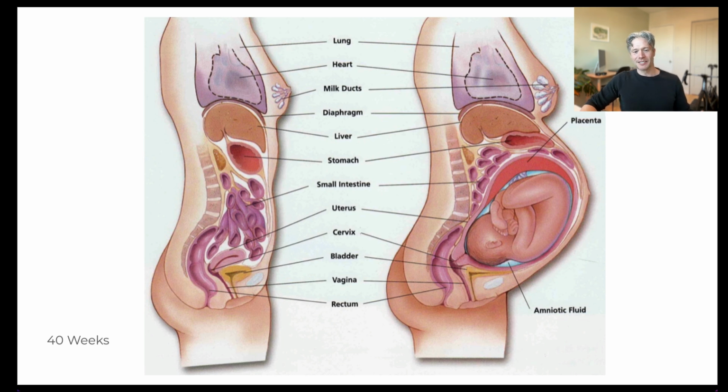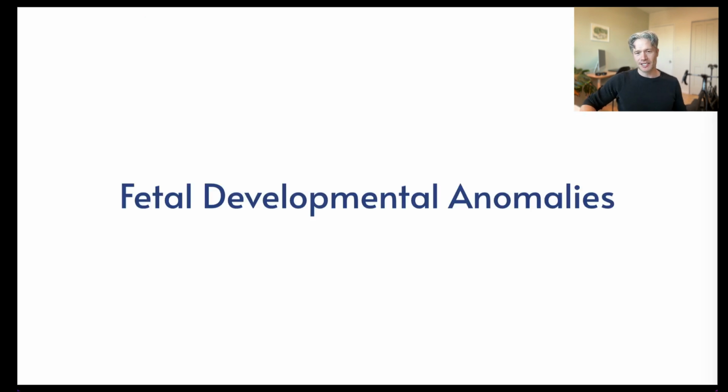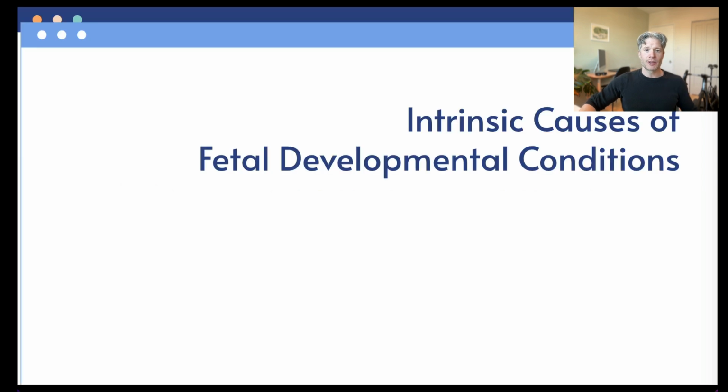And so we get to this point now where, okay, if things have developed well, this is great, but there are definitely things that can arise that can lead to fetal anomalies or conditions, again, prenatally or before birth. So the first part that we're going to look at is intrinsic causes, and another way of looking at that would be genetic or things specific to the fetus.